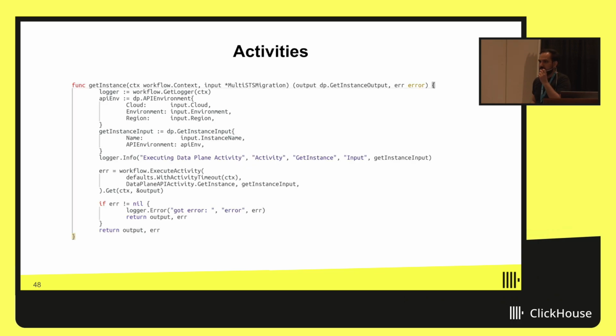So this is a very simple example of an activity, right? Here we're just getting an instance, and that's very simple. We've defined our input, just a parameter of the Go function, and the output is the second, the return value. And there's nothing else I'm doing here. There's nothing fancy, right? So this part right here, which is where I'm executing the activity, that's it. It's just making an API call, and my inputs and outputs are persisted.